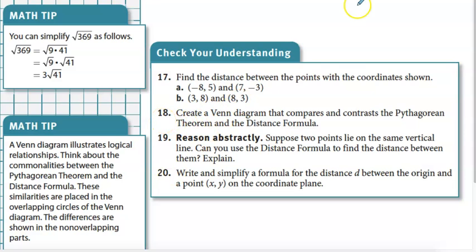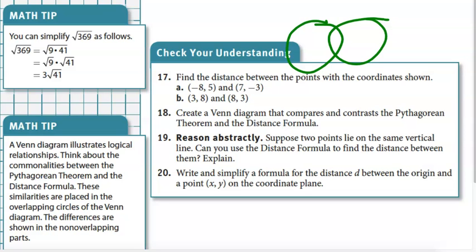On 17, it wants you to find the distance between the 2 points. You can choose the distance formula, or you can choose the Pythagorean theorem, whichever way you prefer. I will show both ways. On 18, it wants you to create a Venn diagram. Remember, a Venn diagram is where you have 2 circles, where you'd have the Pythagorean theorem here, distance formula here. You would write down characteristics that apply to each certain one, and in the middle, you would write down these similarities that they share. Okay, so please try 17, 18, 19, 20, and we'll go over our answers. So press pause, try those on your own.